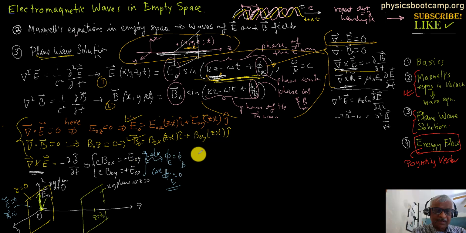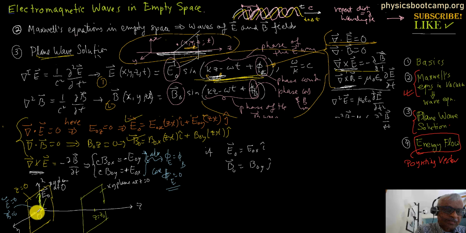So in that case, if E0 is E0x only, I hat, then the magnetic field B0 is going to be B0y J hat, pointed that way. So the magnetic field will be pointed that way. And over here it is going to be the same way. The electric field will be pointed that way, and the magnetic field will be pointed that way.